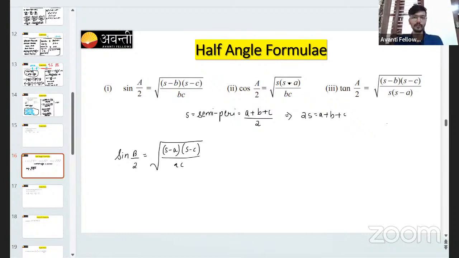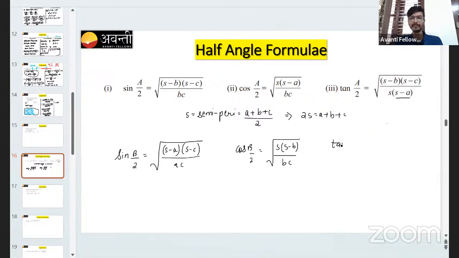Cos A by 2. What is there in cos A by 2? It has s into s minus a. So if I have to write cos B by 2, what will cos B by 2 be? Cos B by 2 will be equal to under root of s into (s minus b) upon bc. I hope you are getting it. And tan A by 2. What comes in tan A by 2? In the denominator there is s minus, s minus b, s minus c.